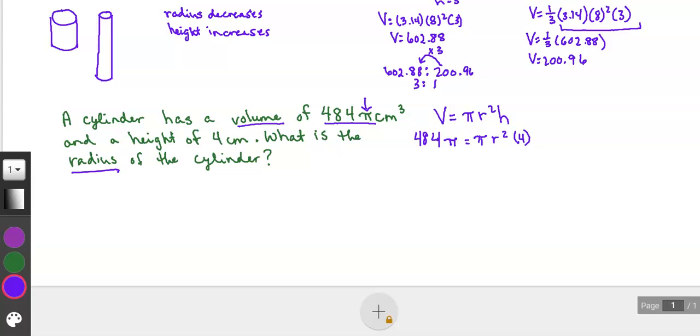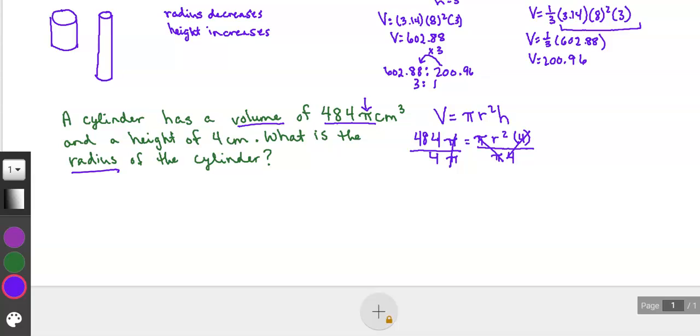Now, technically all the things on the right side here, pi, r squared, and h, are all being multiplied. So to get the r squared by itself, I'm going to divide by both the pi symbol and the 4, so that these will cancel each other out. I'm going to do the same thing over here. So I'm going to divide by the pi symbol and the 4. The pi symbols will also cancel out over here.